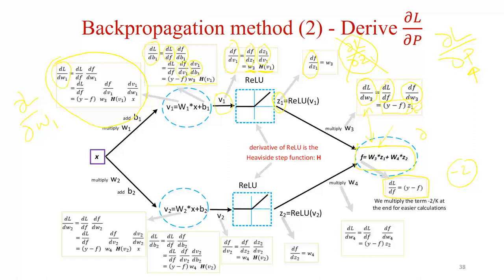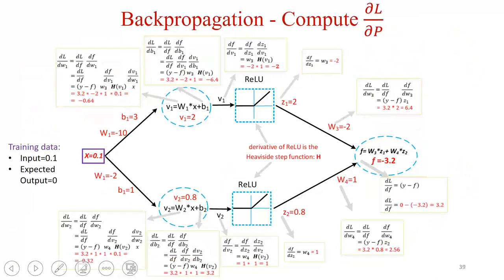Similarly, delta L over delta W1, which we have done in the previous slide, is the same expression as delta L over delta B1, with the exception of adding x in the expression. You can do the very same derivatives for W4, W2 and B2. In summary, messy work. We don't want to do this work for large neural networks, because our mistake here is that we are backpropagating expressions. Instead, what we should be doing is backpropagate results. Let's take a look at the next slide.